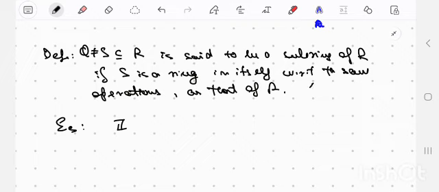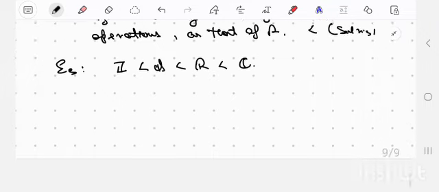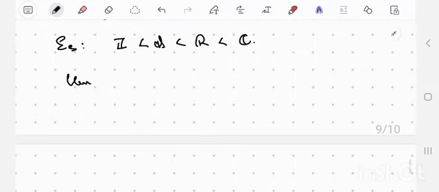This will be the symbol we will be using for subring. So Z is a subring of Q. Q is a subring of R. R is a subring of C. Right? Fine. Okay. Now we have already defined the notion of a unit. Right? Okay. Let us get back to the notions of units.